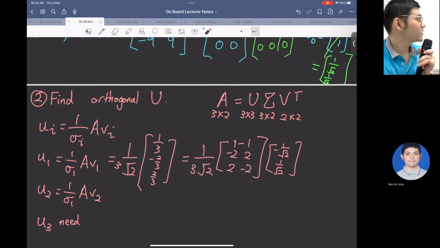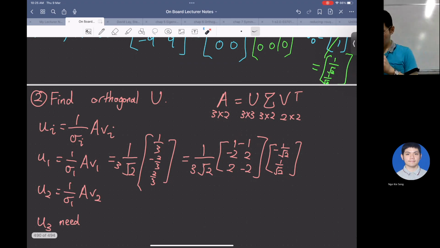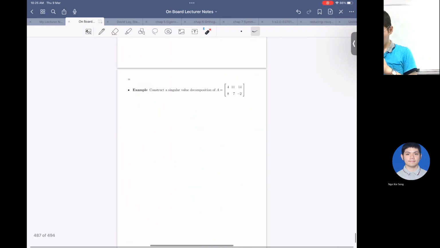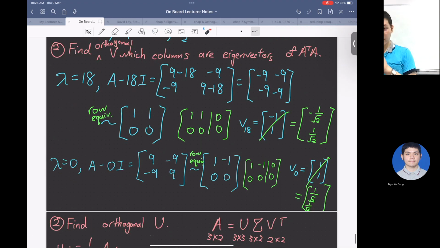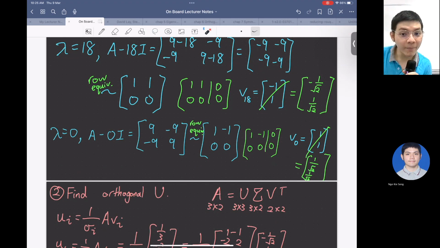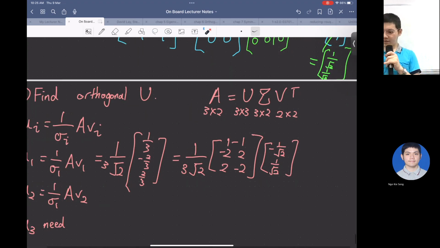Cannot see? What's wrong? Let's see. What's the sigma 1? Sigma 1 correct. A correct. V1 correct, right? What's wrong? Which one is wrong? What are you trying to say? Oh, you mean this one extra? Okay, this extra scalar, is it?